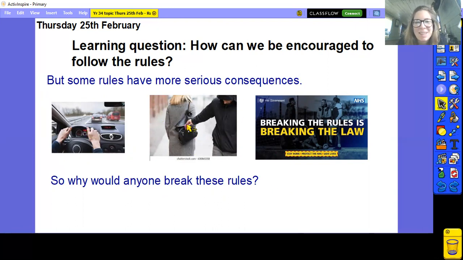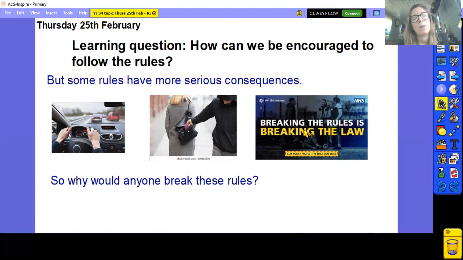So obviously stealing, there's serious consequences to that, and it's not showing respect for people, is it? And then obviously with COVID and everything that's going on at the moment, there are lots of new rules to be following and lots of new guidance that's come about. And sometimes people might break those rules. They might have reasons to break those rules.